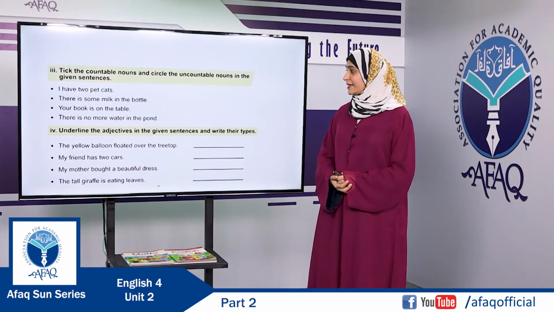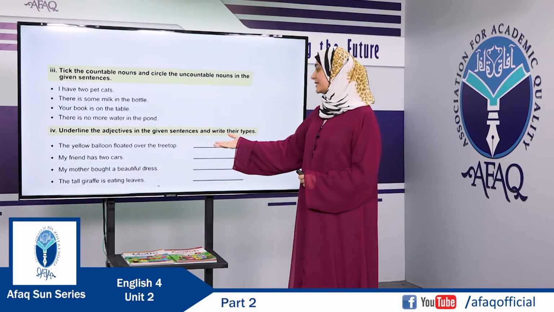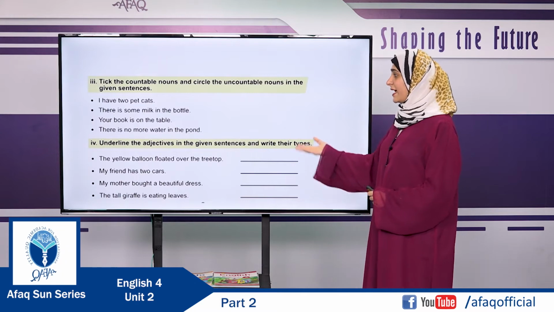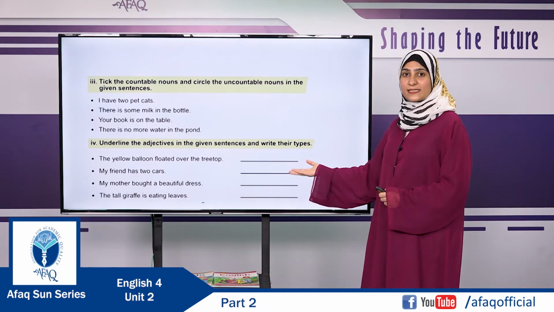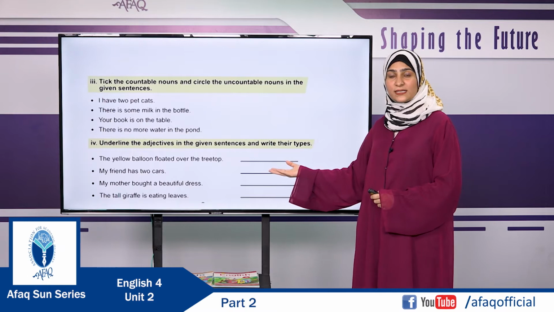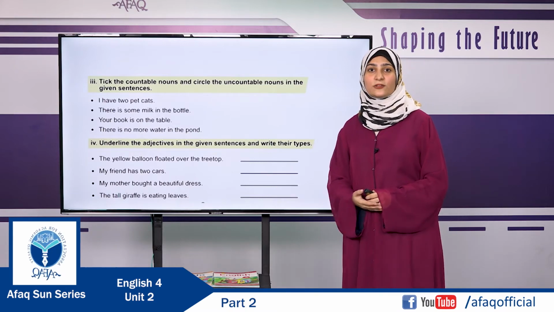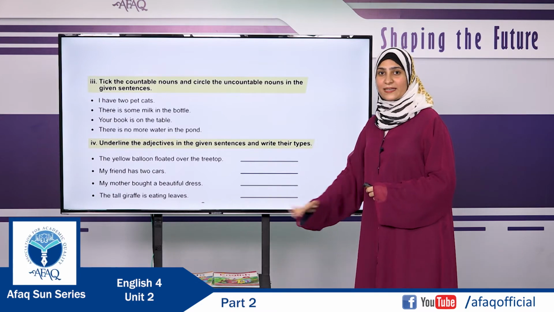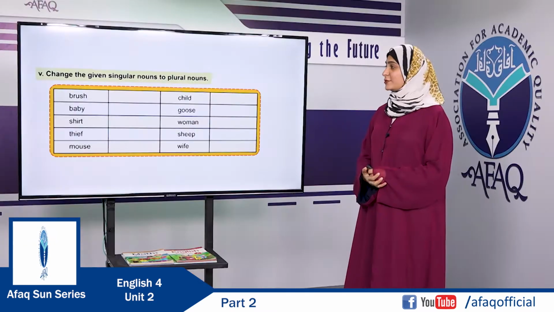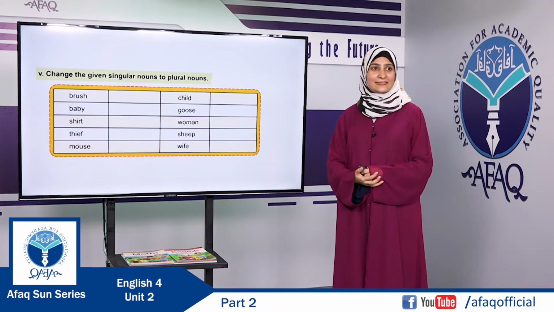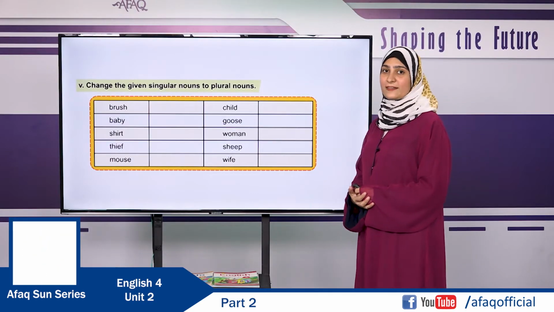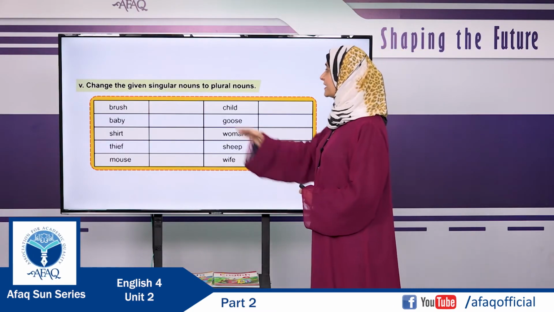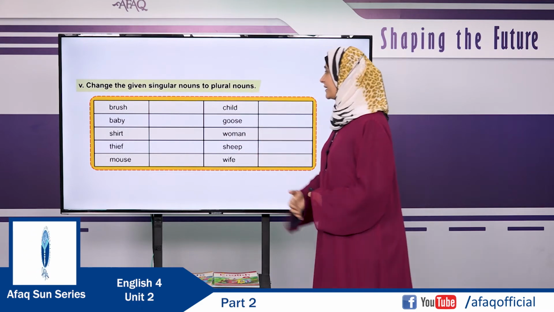And now it's time to underline the adjectives in the given sentences and write their types. As you all know, we have already studied adjectives of origin, adjectives of quantity and adjectives of quality. You are going to mention each of their types here. So get done with this quickly. You have been very good with your previous exercises. Now it's time for another exercise. You are going to change the given singular nouns to plural nouns.